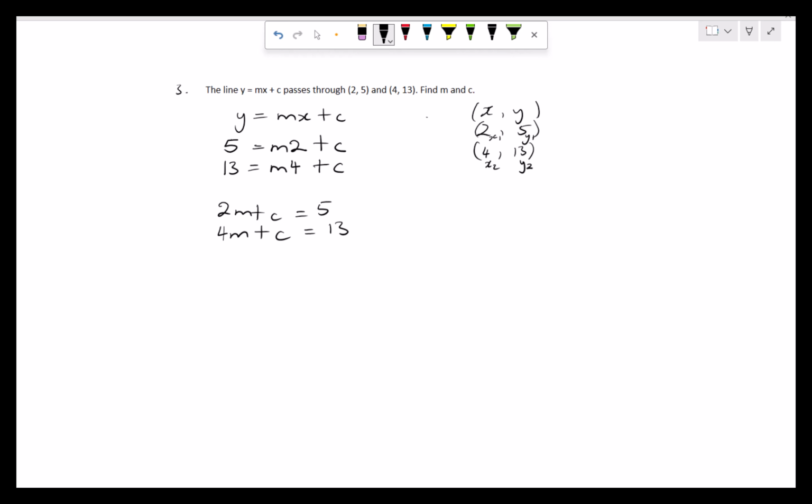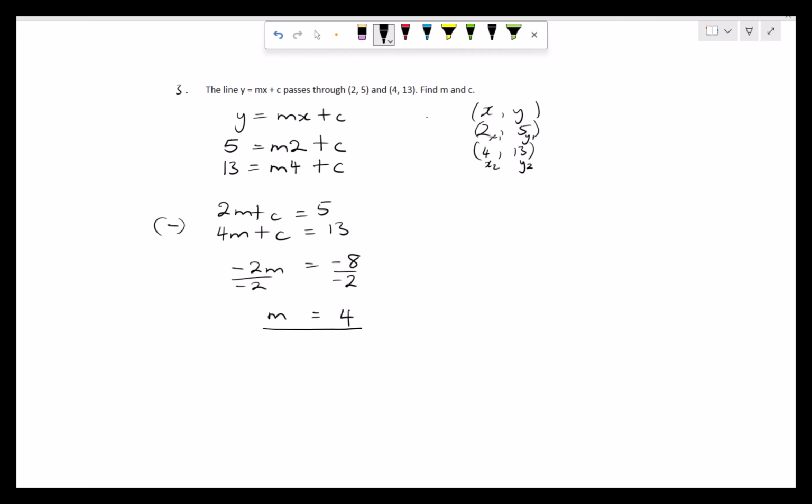Then we eliminate c. We are going to subtract 2 minus 4, that gives us minus 2m. c minus c, that's 0, is equal to 5 minus 13, that's minus 8. So you divide both sides by negative 2 and we get m is equal to 4.